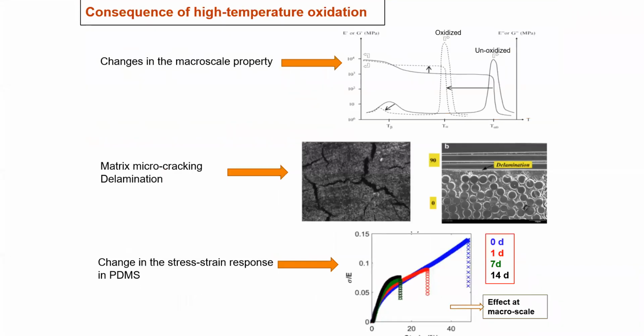So these are some of the consequences of high temperature oxidation. People have seen property changes. The oxidation could be as simple as oxygen reacting with the polymer to create some sort of oxide layer, which we can just see as loss of color or a dark surface, but it could be as serious as matrix microcracking or delamination in the fiber matrix interface. So this could be a huge thing. Also, people have seen that there is a change in the constitutive response of the materials.